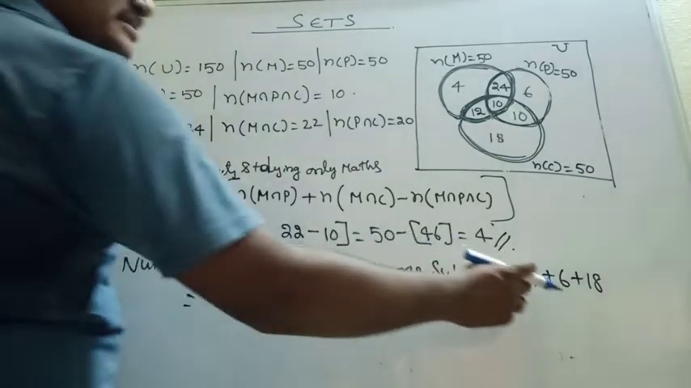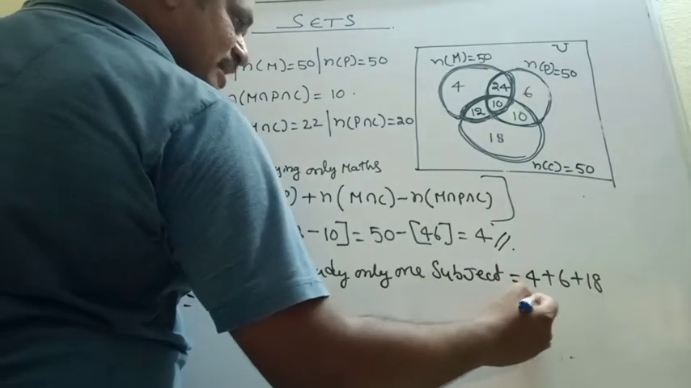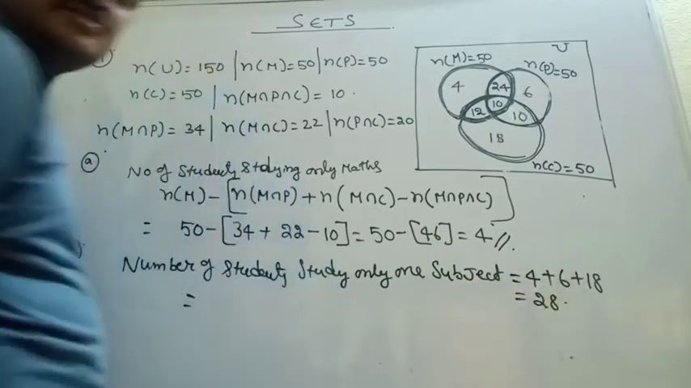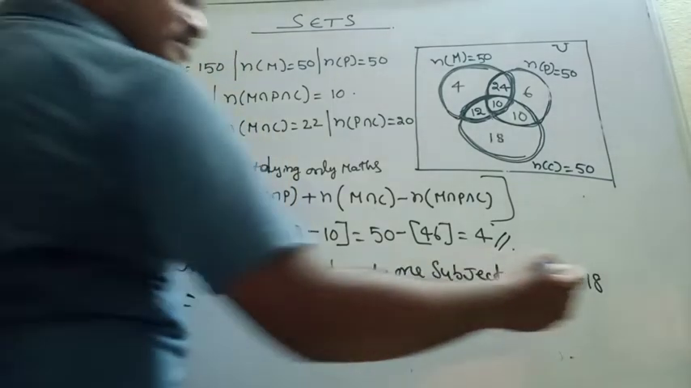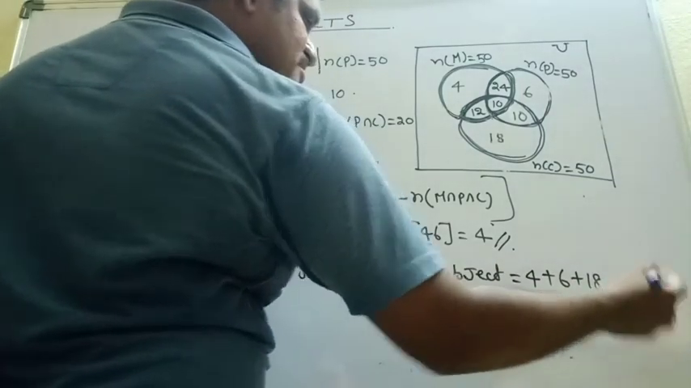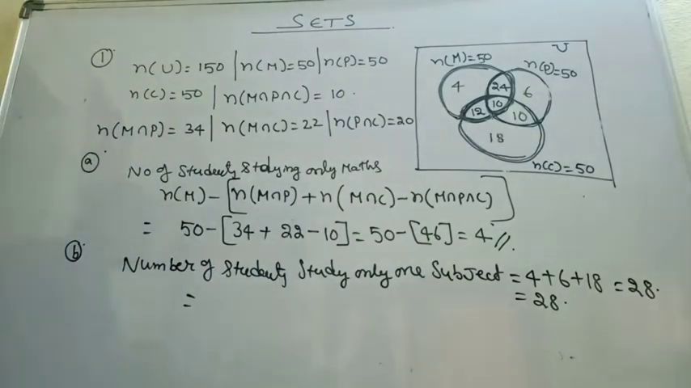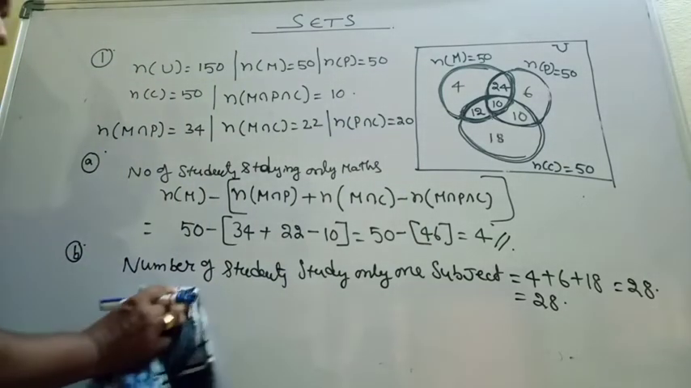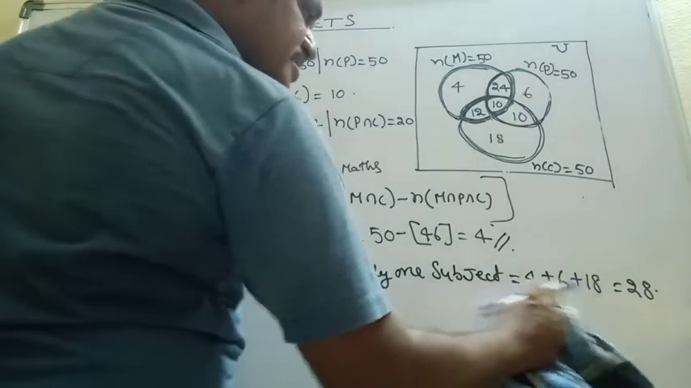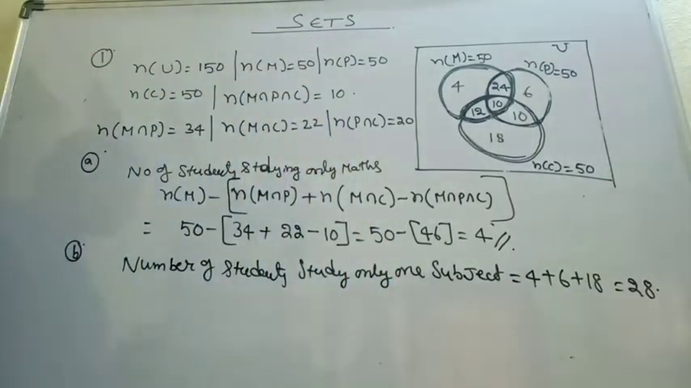4 plus 6 is 10, 10 plus 18 is 28, like this. Such a beautiful way. Here I will write, because there is space, this is 28 we have here. That's the way you can answer. The number of students who study only one subject is 28. By this problem we can answer many problems like this.